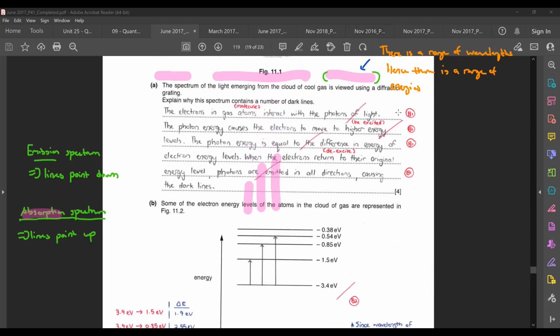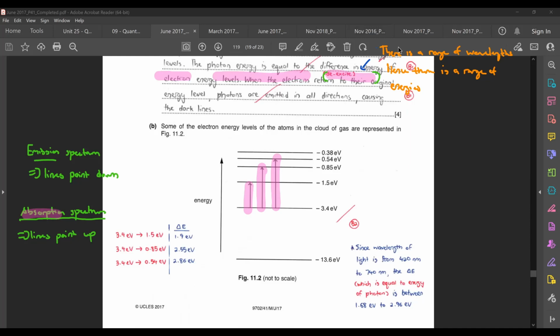If you now look at the diagram below here, since your wavelength of light that you use is from 420 nanometer to 740 nanometer, the energy of photon absorbed, your delta E, will be between 1.68 eV to 2.96 eV. Your electron transitions must be within this energy range. If you try to draw your electron transitions, the energy involved there must be within this range.